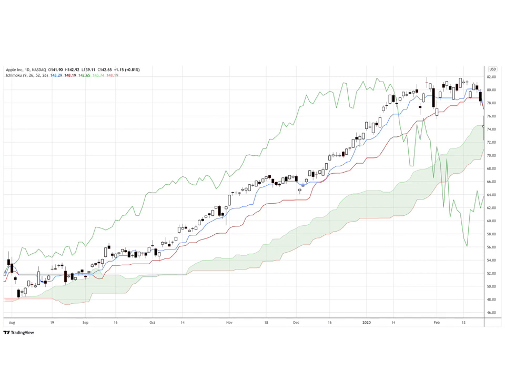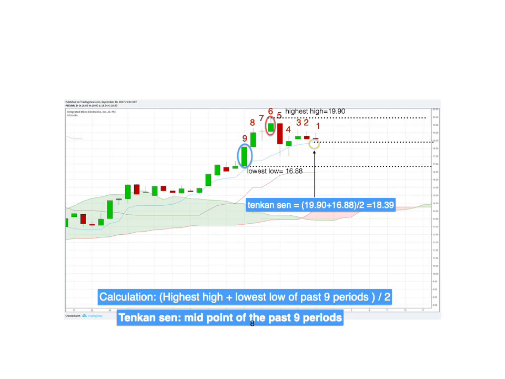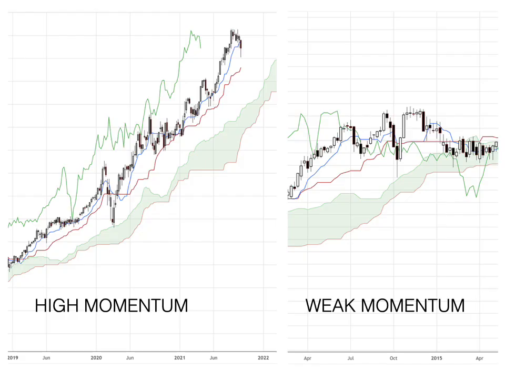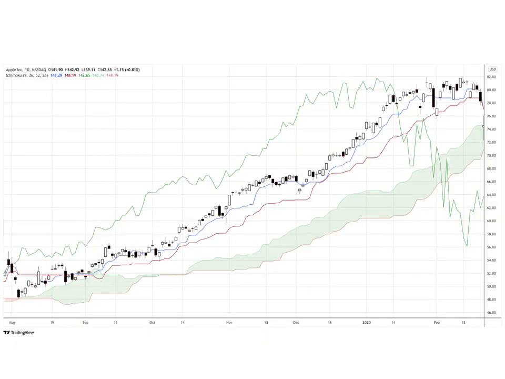The first is the Tenkan-sen, which is also known as the turning line. The Tenkan-sen is the midpoint of the past 9 periods. The Tenkan-sen line is similar to a short-term moving average. If the angle of the Tenkan-sen is steep, this means there's a sharp price change or a strong momentum. However, if it is flat, then it means low or no momentum at all.